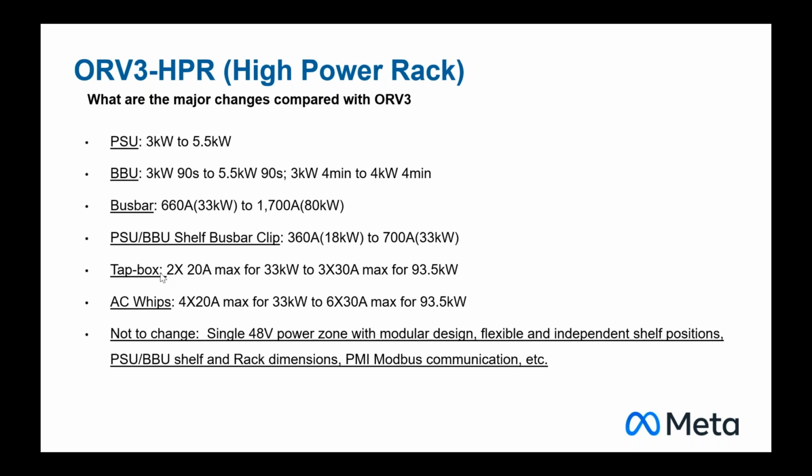The tap box is on the data center AC busway. It has circuit breakers inside to support the rack, to provide the feed of the AC power to the rack. So originally we have a 220 amps tap box max. Now for 33 kilowatts, we're gonna have a 330 amps tap box for 93.5 kilowatts, 3 shelves. AC whips used to be up to 4 per rack. Now we need up to 6 per rack for 93.5 kilowatts per rack.